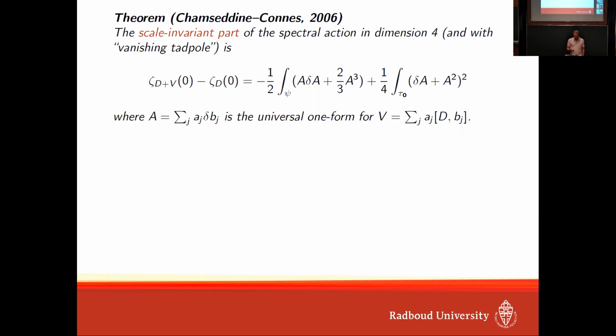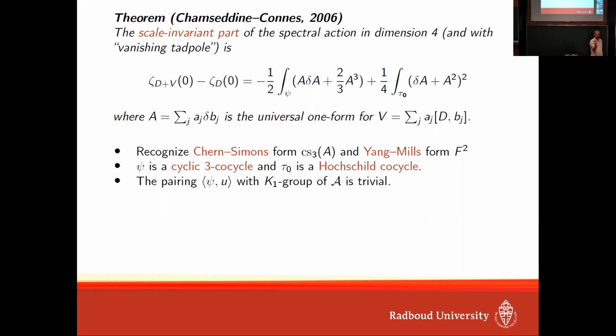And so what you find is that, first of all, the forms that you find are very well known, because this A delta A plus 2/3 A to the third is a Chern-Simons form, CS3. And the other one, delta A plus A squared, so delta A plus A squared is like F, it's a curvature. It's F squared that you find. So also here you find the Yang-Mills type term. And they're integrated against psi, which is a cyclic cocycle, and tau 0, which is a Hochschild cocycle. Then what they also realized is that if you take this cyclic cocycle psi and pair it with the K1, then it's trivial. And this is related to gauge invariance of the underlying theory.